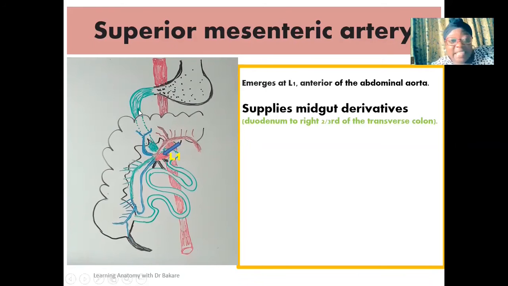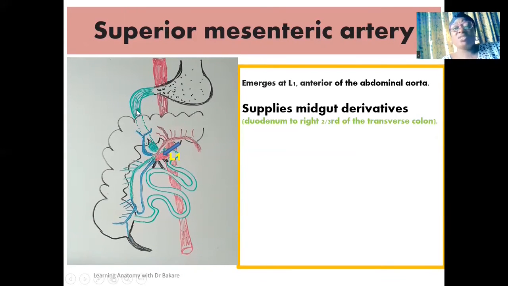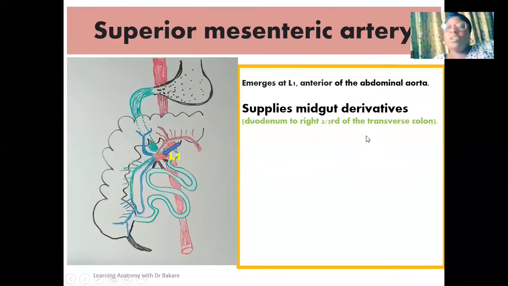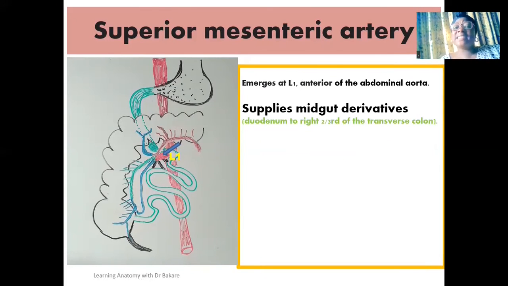And these include the lower part of the duodenum. The duodenum is the initial segment or the first region of the small intestine. It will also supply the jejunum and also the ileum. So it supplies the small intestine, although not the entire small intestine. Then part of the large intestine that it also supplies include the cecum, the appendix, the ascending colon, and also the right two-thirds of the transverse colon.